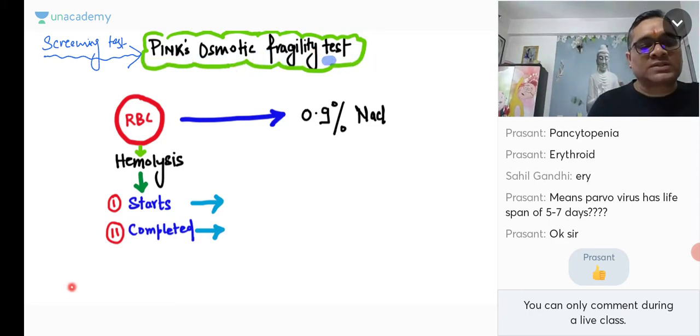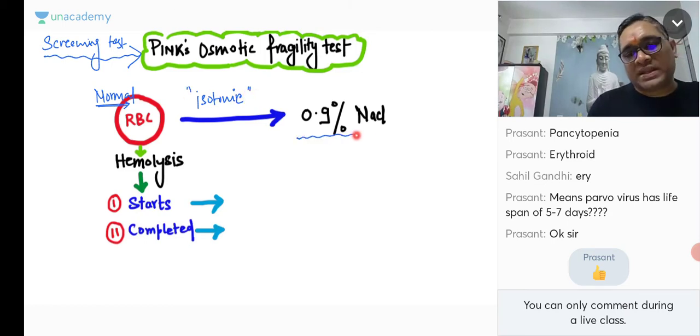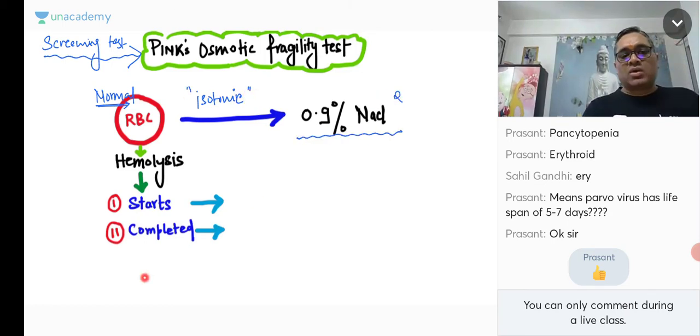So here what I want to say, first of all, when you are going to see a normal RBC, so this is the normal RBC. Normal RBC is isotonic to 0.9% NaCl. That is the important point you have to keep in mind. Whenever you see a normal RBC, it is isotonic to the 0.9% normal saline.